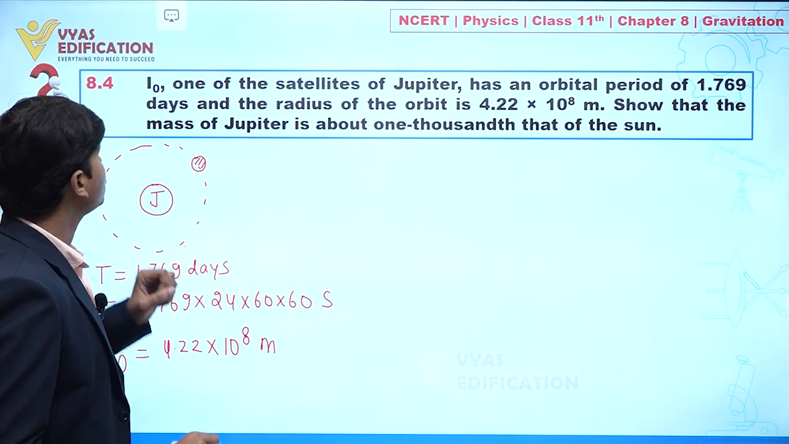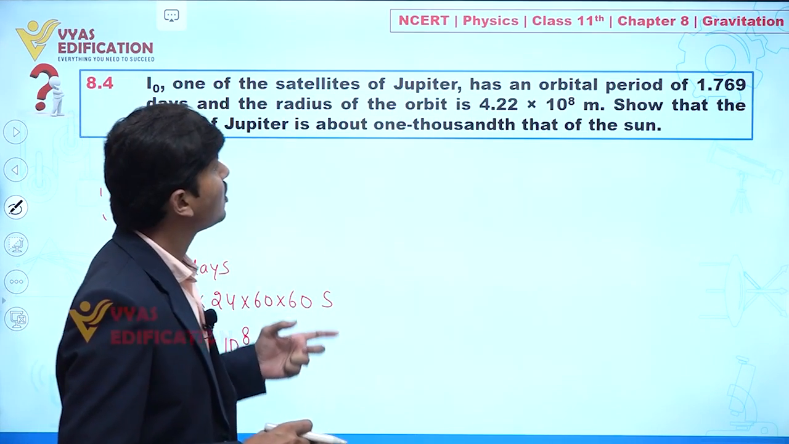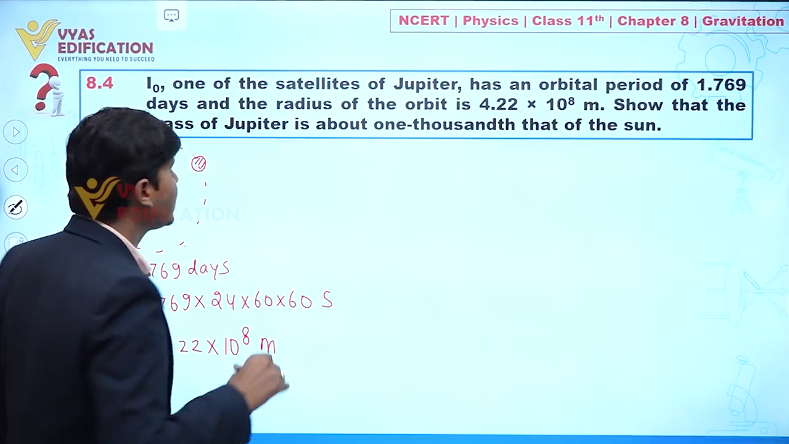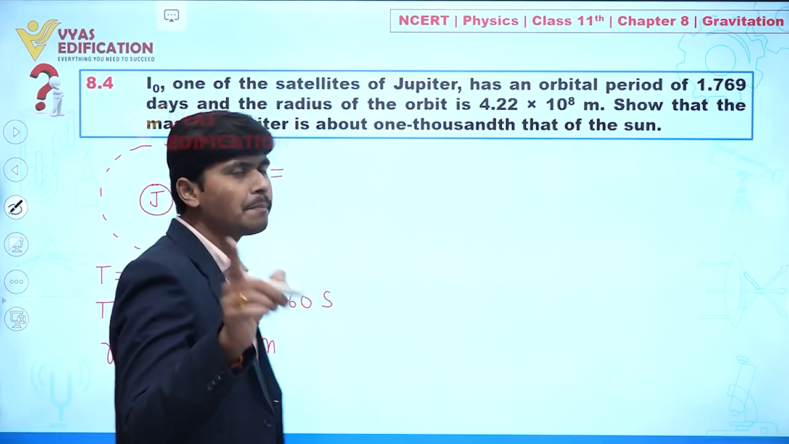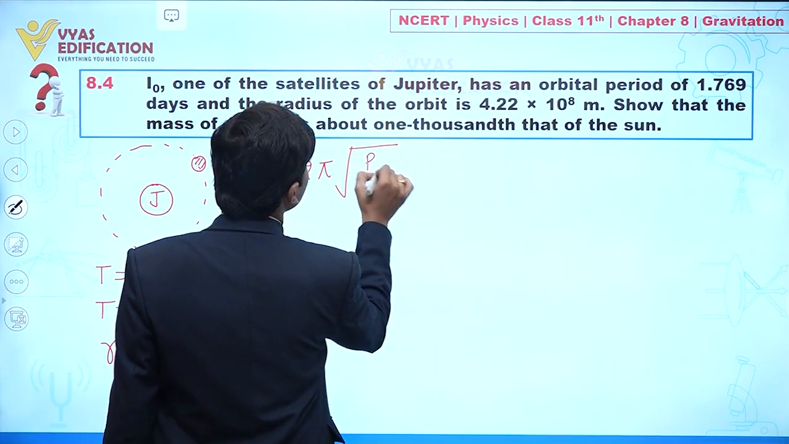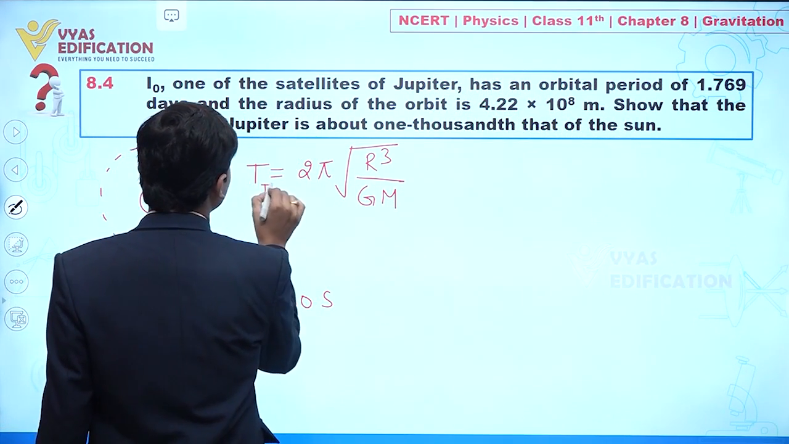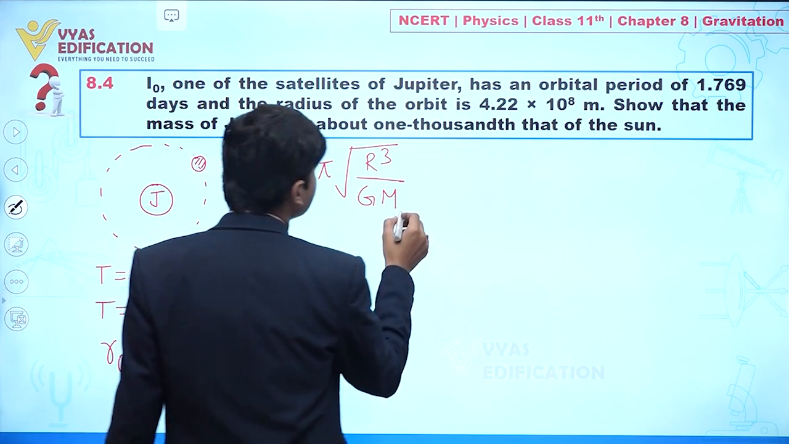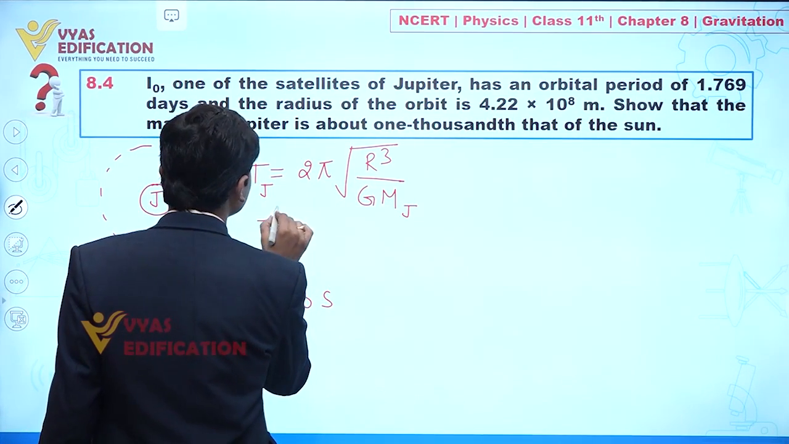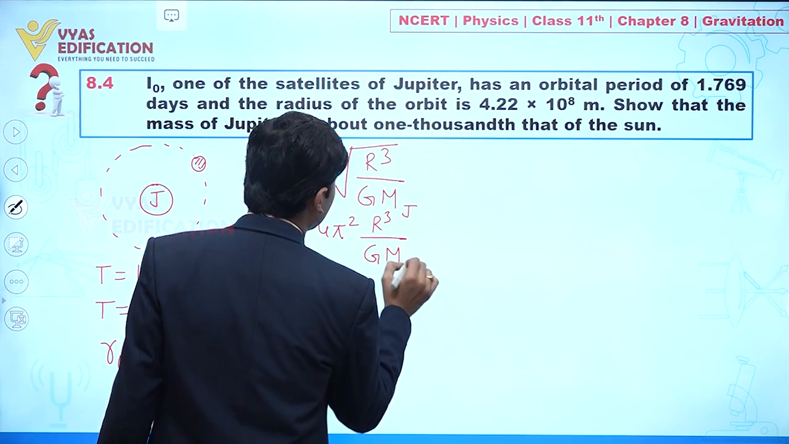Now we have to show that the mass of Jupiter is about 1000th of that of the Sun. So we can write one formula: the time period of a satellite is given by 2 pi under root of r cube divided by GM. Whenever we talk about the time period of this satellite of Jupiter, we take into consideration the mass of Jupiter. If we square both sides, T square equals 4 pi square r cube divided by GM.